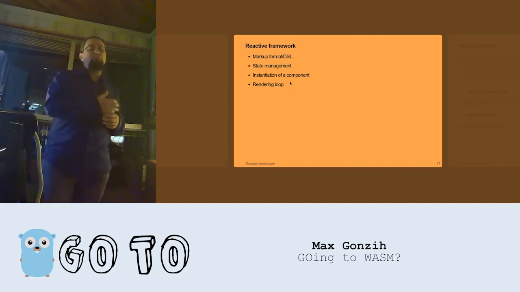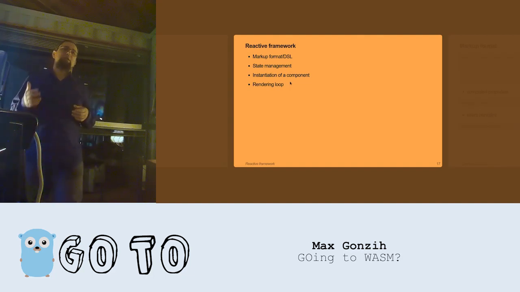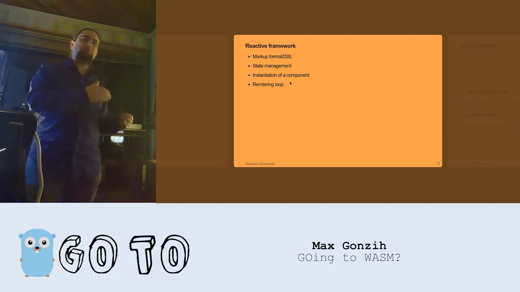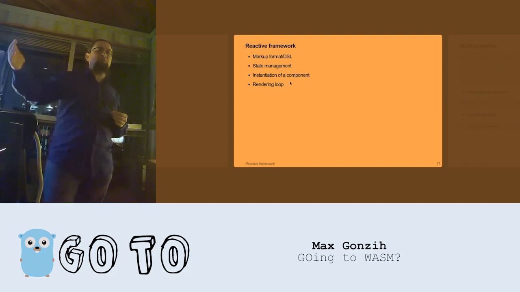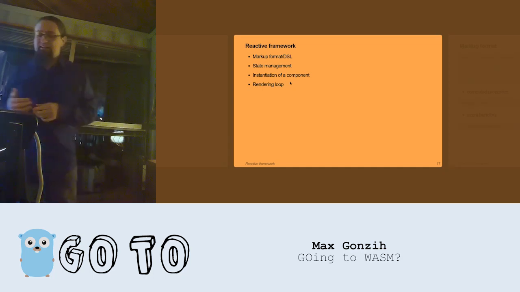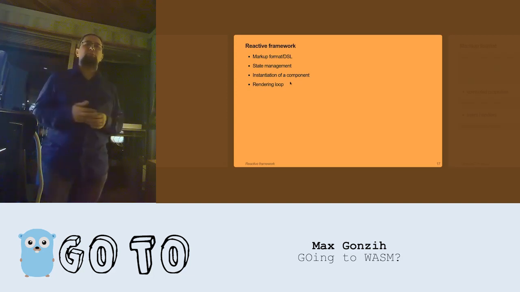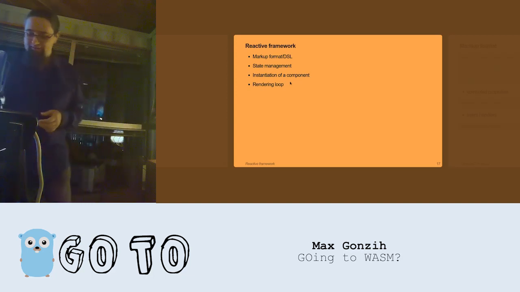Right? Then we need to have some sort of state management. React focuses on properties, everything emulated using properties. Vue.js actually allows you to have an external store for your state. Then we need to actually instantiate our component in some way or manner. And then we have a magical rendering loop where all the work is going to be happening.